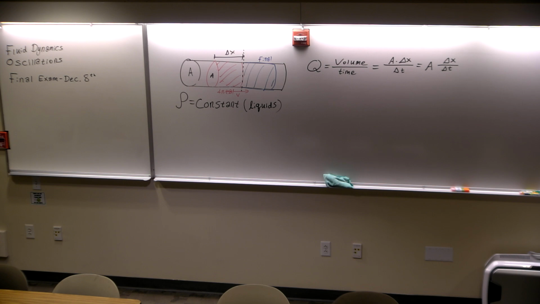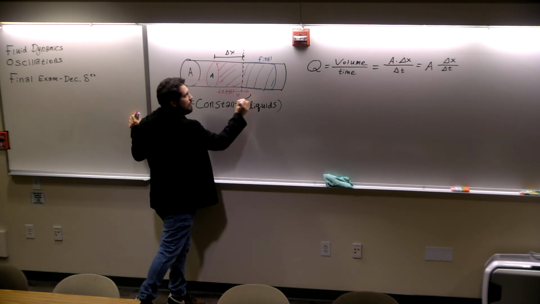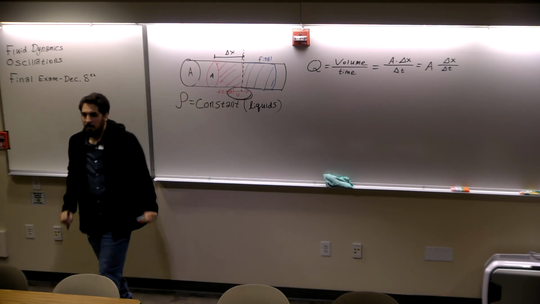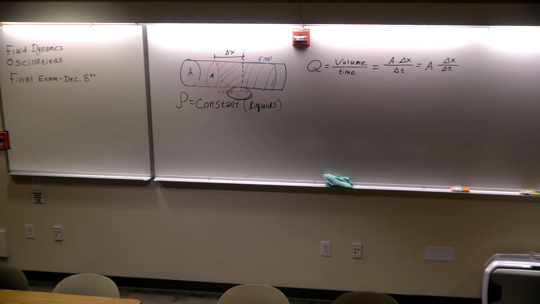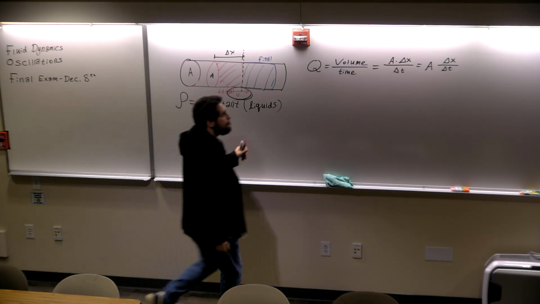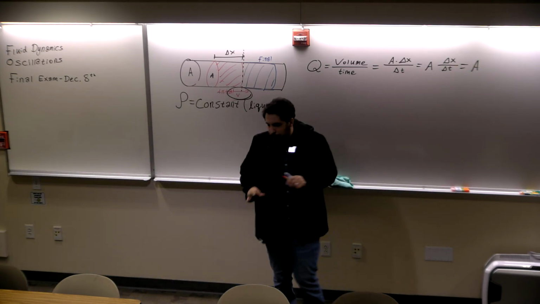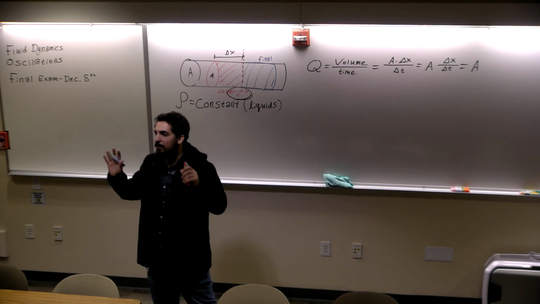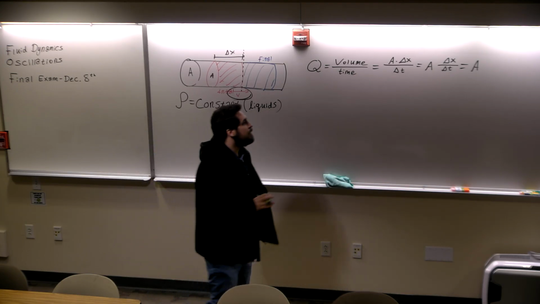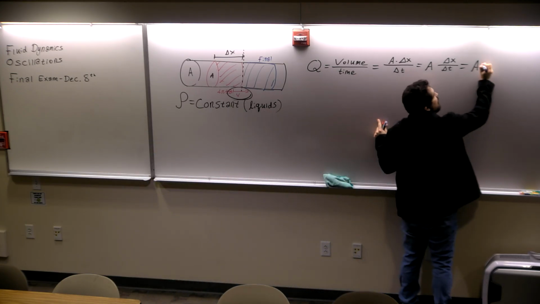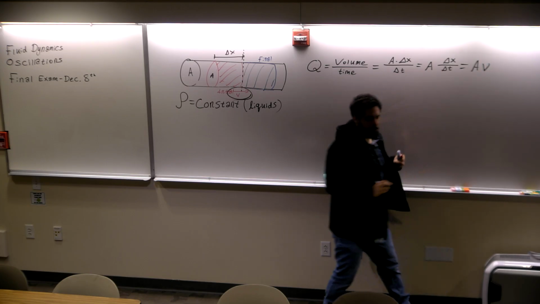What is that? Velocity. Velocity, what is it? It's the velocity of our fluid. The actual velocity of our fluid, meaning essentially the average of all of the molecules' velocities. This is the average velocity of our fluid. So we could do A times V.